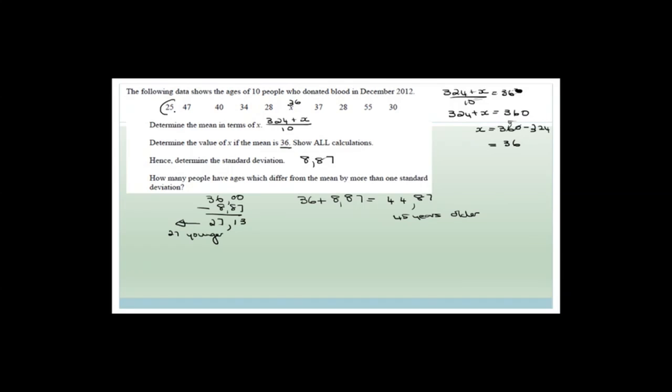So let's see, there's 1, 2, 28 doesn't work, 37, 3. There are only 3 people that are outside the standard deviation. Only 3 people fall outside the standard deviation.